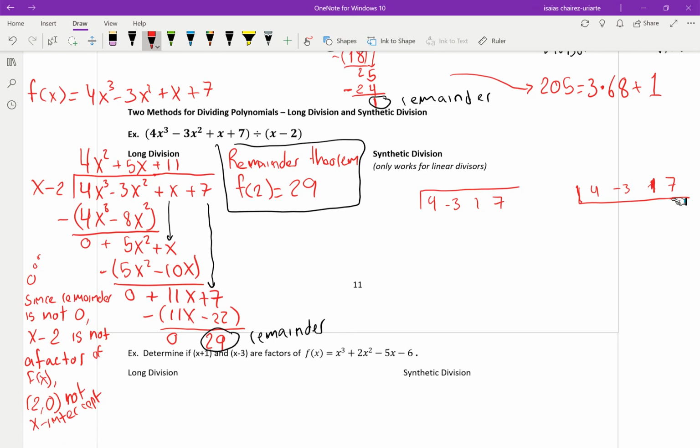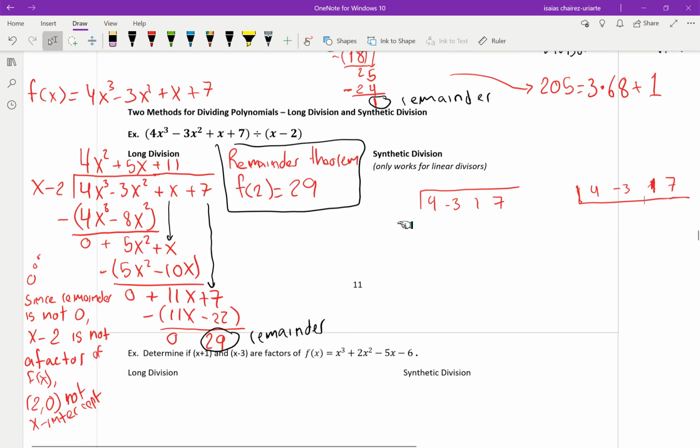So that's the dividend. Now for the divisor, the divisor has to be linear. Turns out that synthetic division actually does work for non-linear divisors, but it's more messy. You can look up a YouTube video. Just Google something like synthetic division with non-linear divisors, and you'll see several videos that help you do that. It's not that difficult. It's actually very similar.